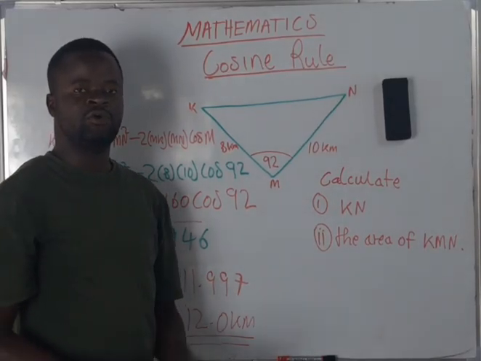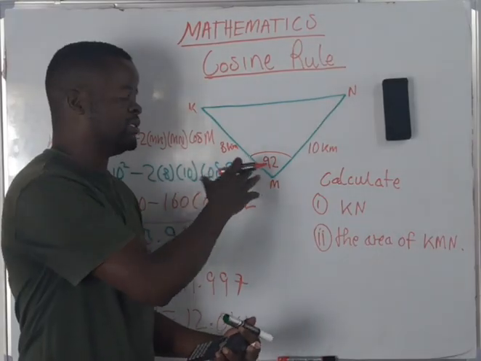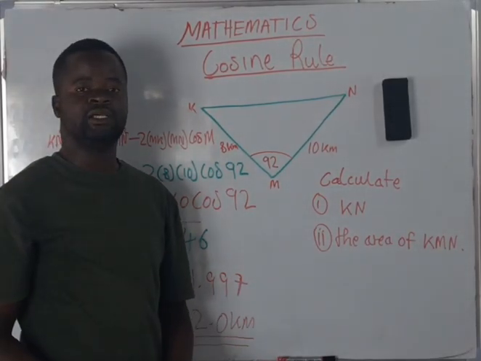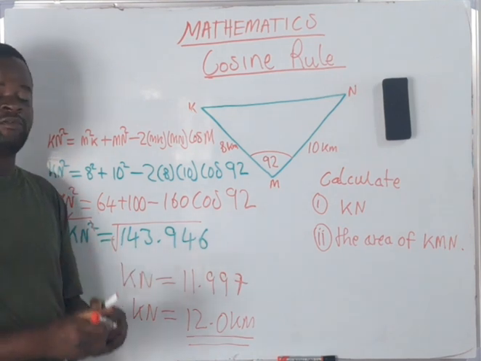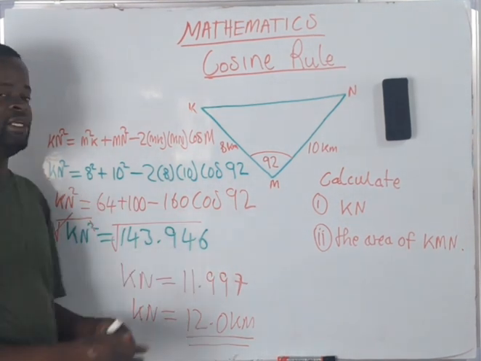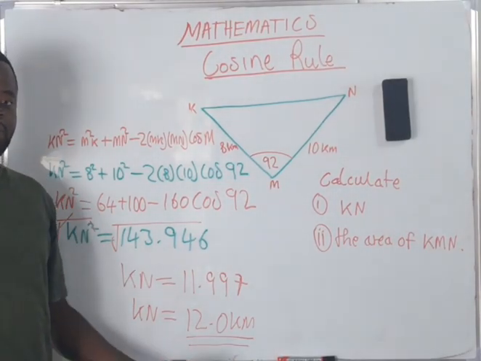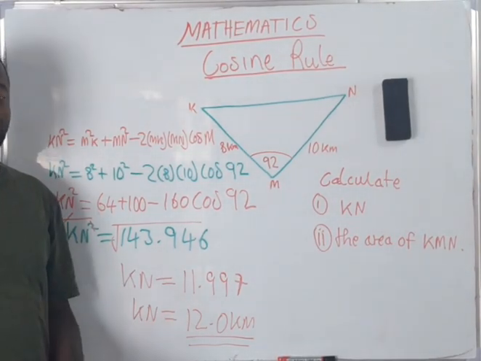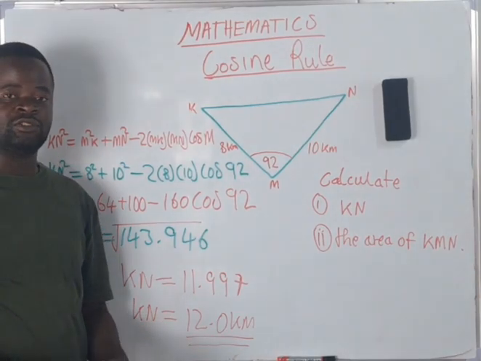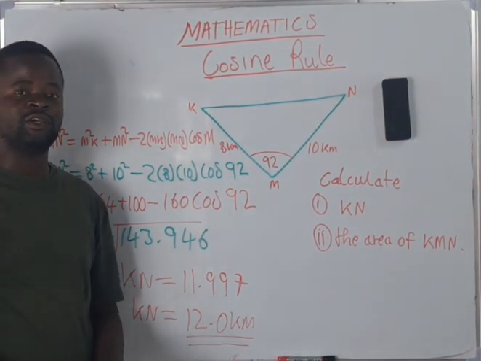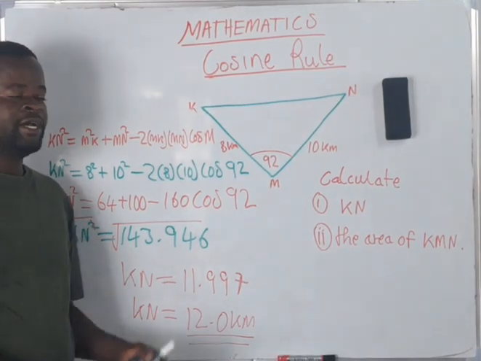Applying the cosine rule when you've been given two sides and one included angle, this is how you need to do it. You are going to be given 5 marks just by responding in this way. So you need to pause the video and follow me step by step so that you understand the cosine rule. Remember, those of us who are sitting for the General Certificate of Education, GCE, this is going to be helpful to you.